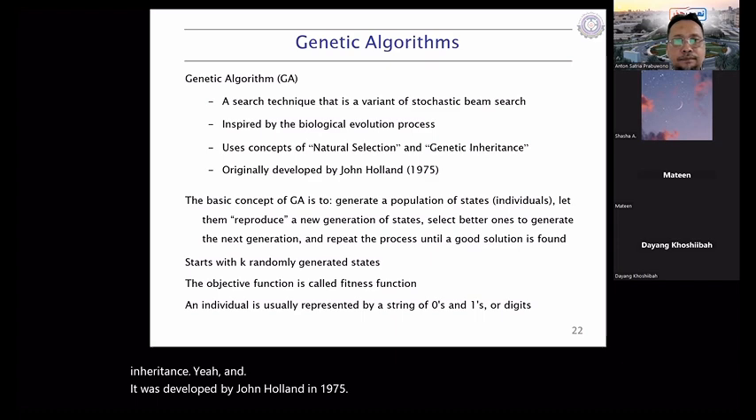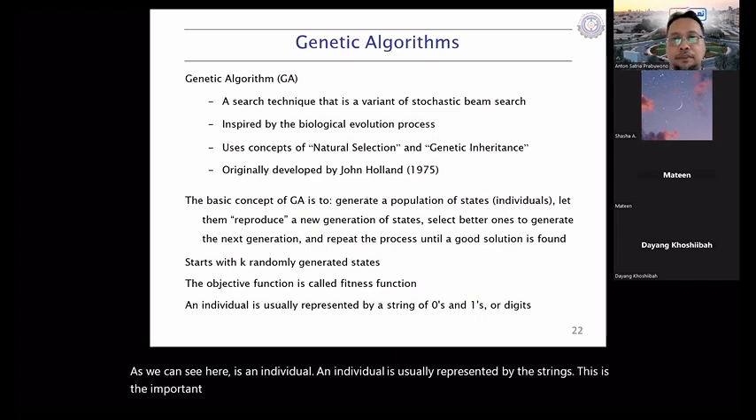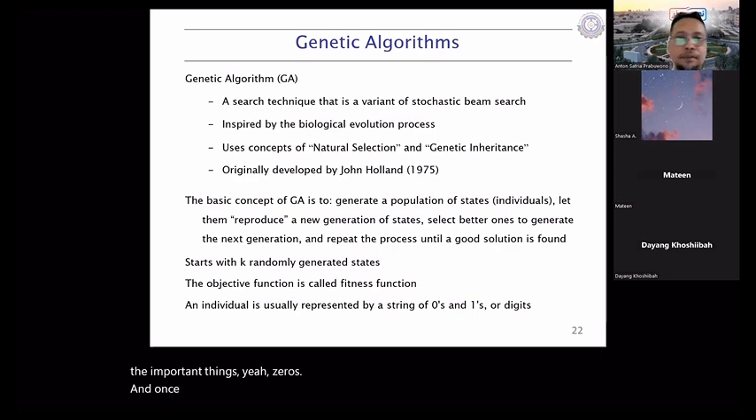As we can see here, an individual is usually represented by strings. This is the important thing: zeros and ones, or digits. The objective function is called a fitness function, and usually it starts with k randomly generated states.